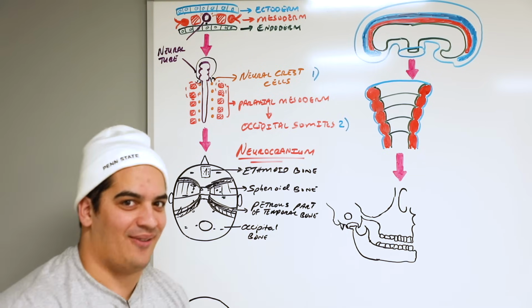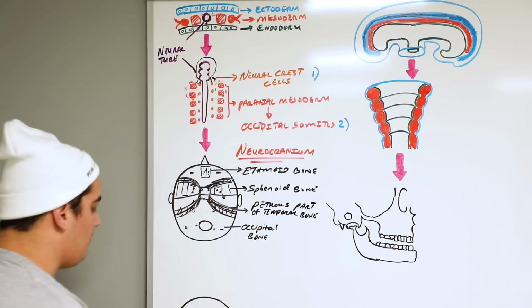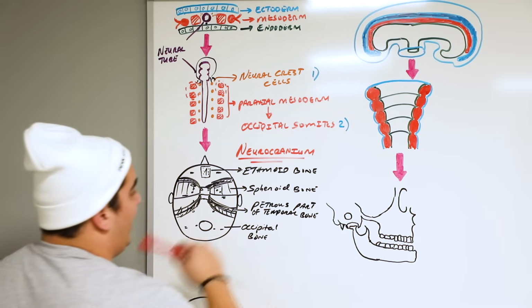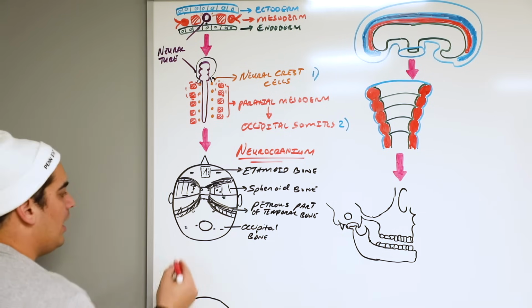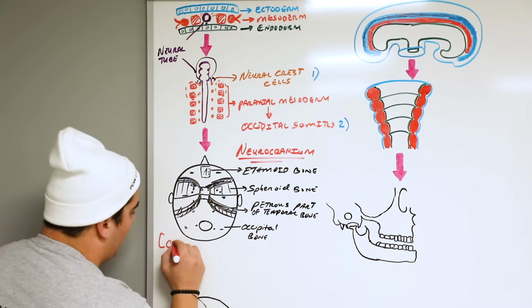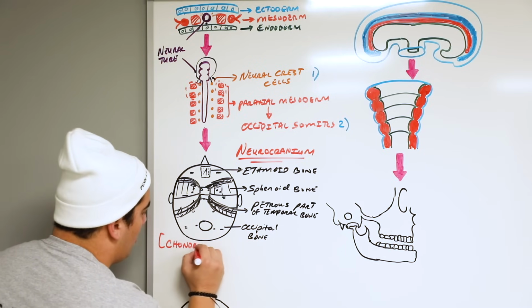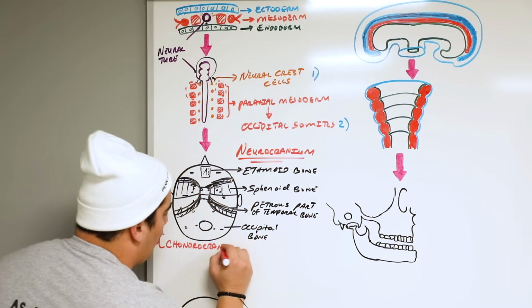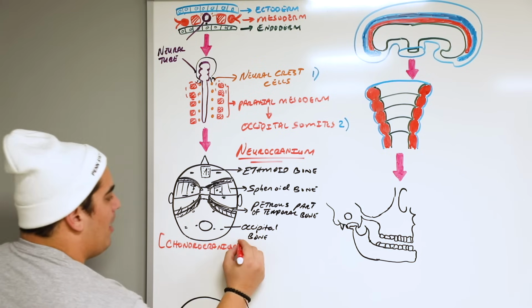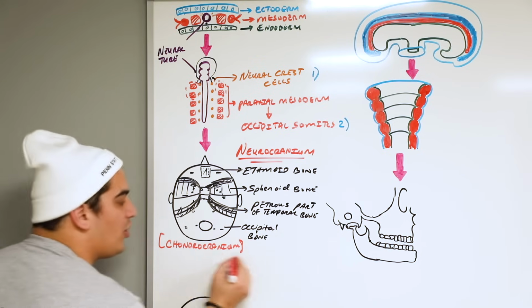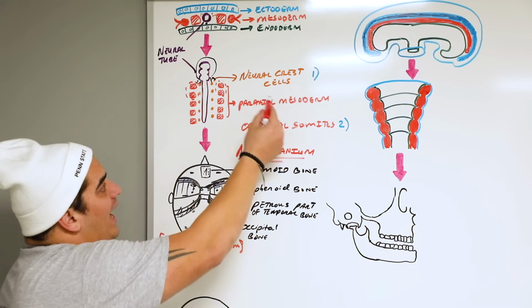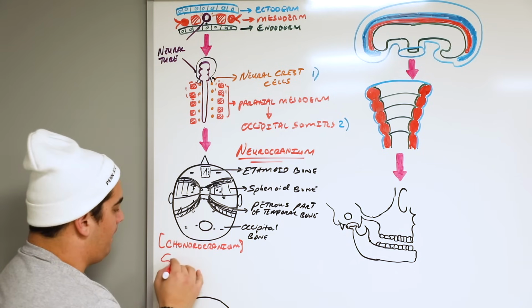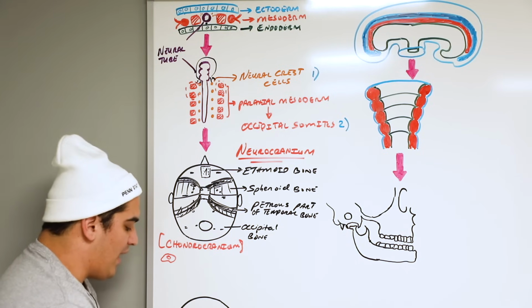Here's what's very interesting though. This is what's very important. This neurocranium is also given another type of subname, if you will. And the subname for it is called the chondrocranium. The reason why I want you to remember that is chondro means cartilage. So chondrocytes. What we have is the paraxial mesoderm, and we have those neural crest cells.